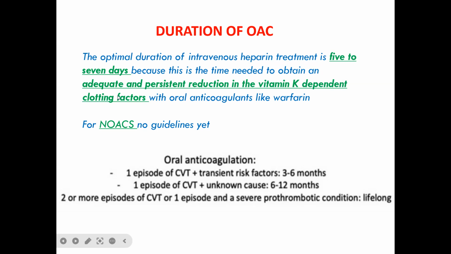Okay, I repeat once again. If transient risk factors are there, like sinusitis, surgical site infection, post-surgery, or trauma, in that setting only you can give 3 to 6 months. If you are not able to find the cause, give 6 to 12 months. If there are 2 or more episodes of CVT, or recurrent CVT, that time also you should give lifelong anticoagulation. If the patient has a severe prothrombotic condition, that is a hypercoagulable status, you need to give lifelong.